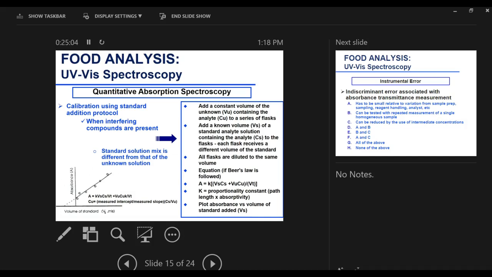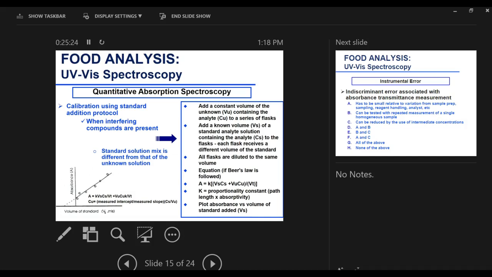So then back to this. K is the path length of your cuvette or sample compartment multiplied by the absorptivity. So this is a constant. And then all of these here, you know it. So you get your absorption from reading the absorption. You have the volume of the standard.